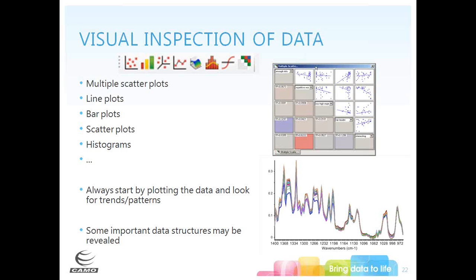Another important step is to visually inspect our data, and there are many different plots that are available to help us to really visualize and look for patterns in our data. It's important to start by looking at our data to see if indeed we have any anomalies, to see if there are any trends or patterns in our data. And indeed, line plots of instrumental data can be very beneficial, as can multiple scatter plots, to see if we have any relationships between any of the variables to each other.